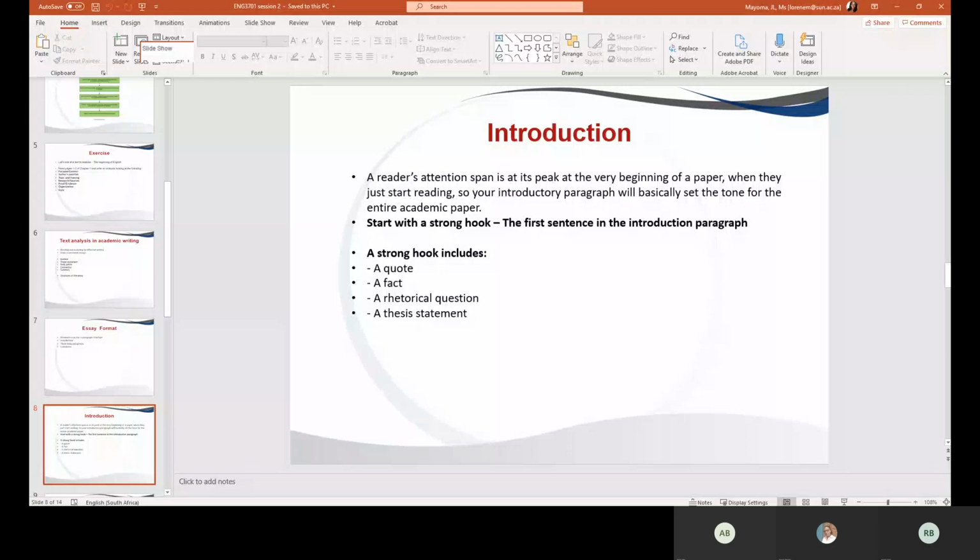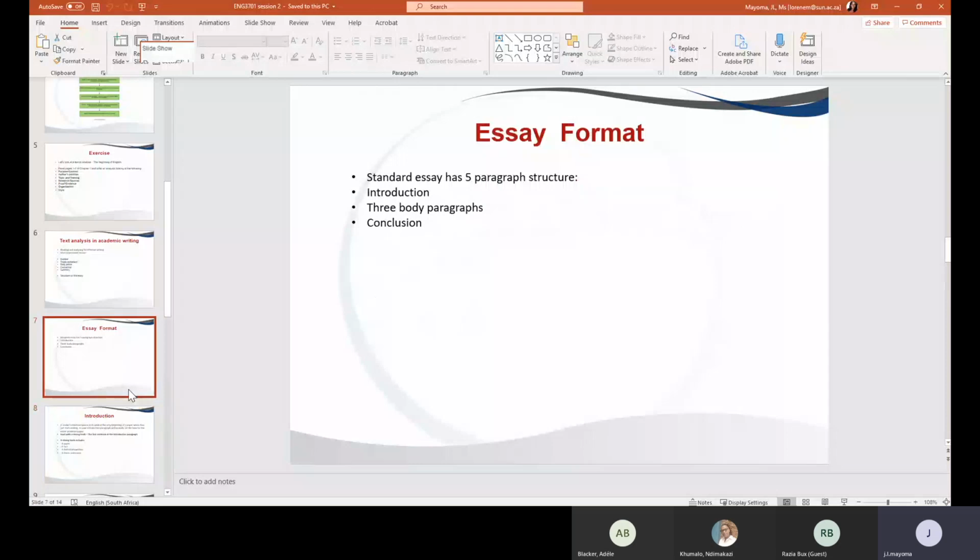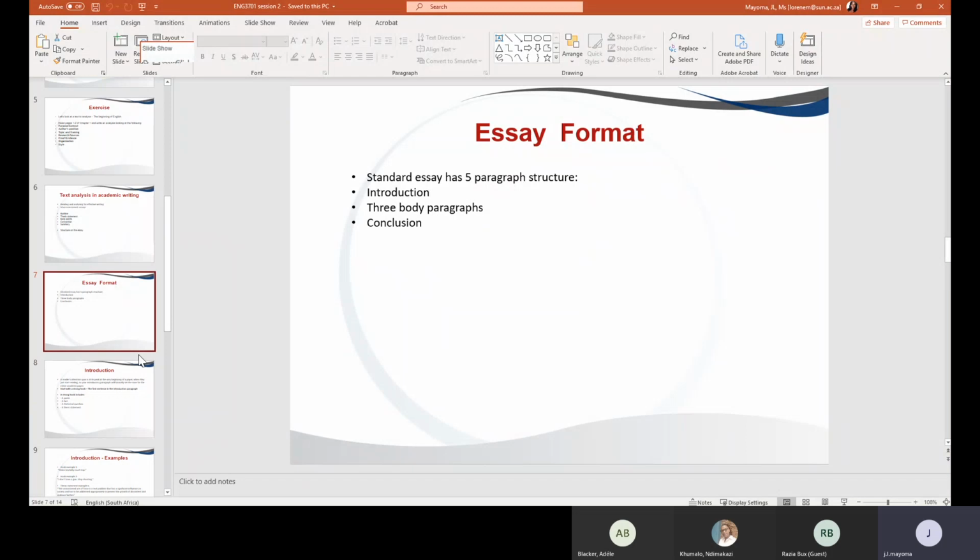Okay, so this is just part of our session last week. We said that as part of our essay format, we've got our introduction, we've got our 3 body paragraphs, and then we have generally our conclusion. Of course, this is dependent on the length of the essay that is required. If you're asked to write a 2-page essay, you would have fewer paragraphs than if you're writing a 10 or even 15-page essay. But generally, you want to have an introduction, body paragraphs, and then a conclusion.